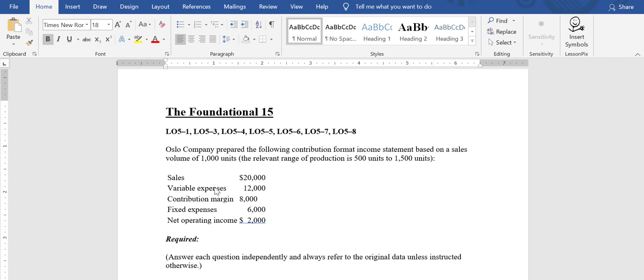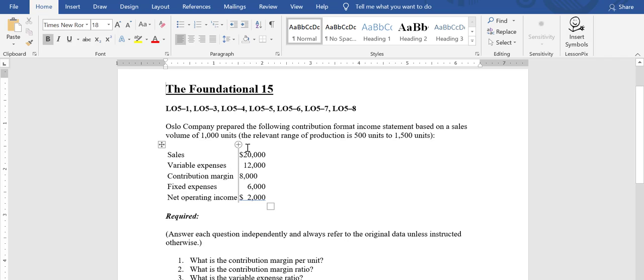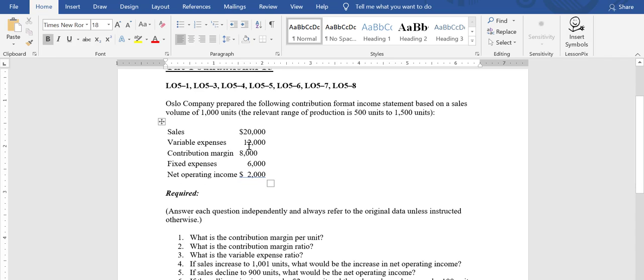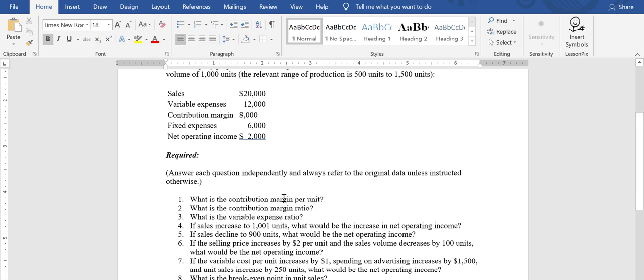This is the Foundational 15 for Chapter 5. And in this video, I'm going to walk through these 15 computations that are here. We have in this document a description of Oslo Company doing a contribution format income statement based on sales volume of 1,000 units. They had sales of 20,000, variable expense of 12, a contribution margin of 8, a fixed expense of 6, and net income of 2,000.